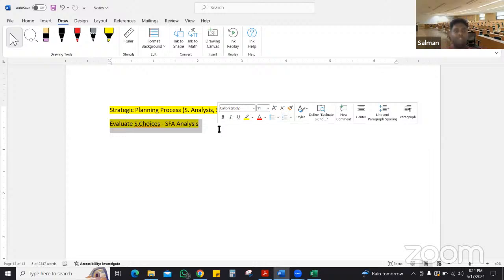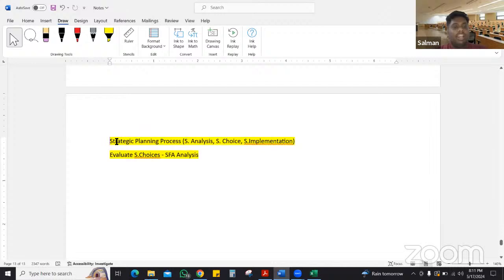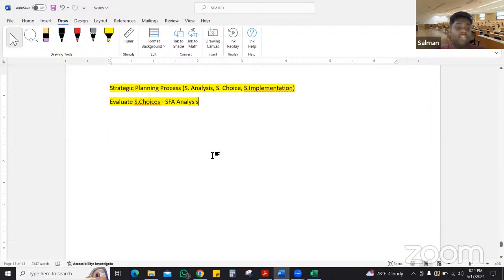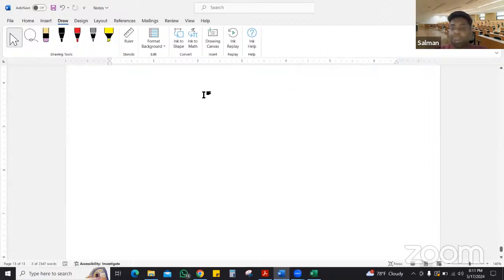In the pre-scene, if they give you a task and related exhibit, and the task is for you to advise, SFA is very helpful. And when you are to evaluate and recommend strategies, you can always follow the strategic planning process. The strategic choice has to be evaluated using an SFA model.